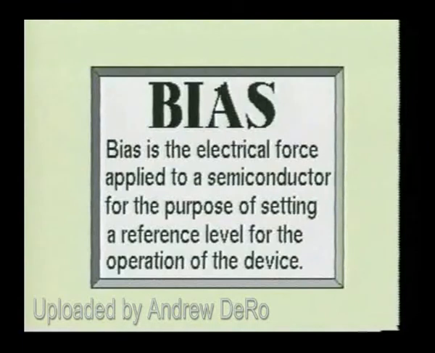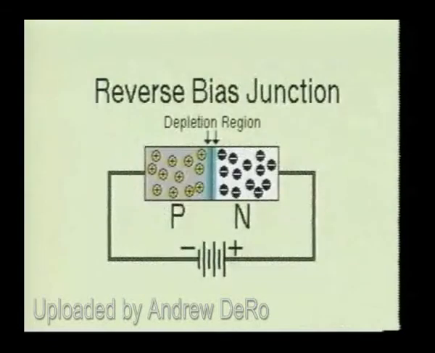When any semiconductor device is used in a circuit, it will have a wide range of voltages being applied to it. These voltages are referred to as bias voltages. The bias voltage will determine how the device will react in the circuit.